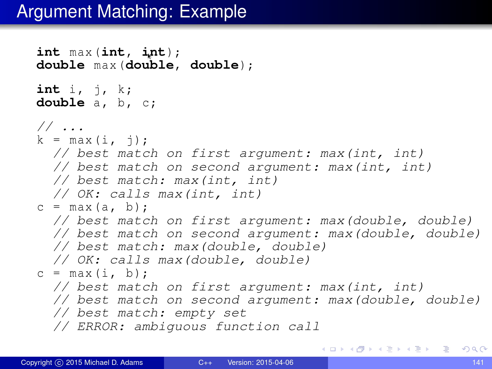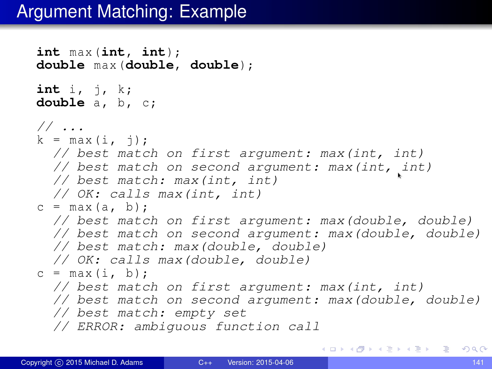And of these two types, int and double, int is a better match for j because j has type int. In other words, int is an exact match for the argument j that's being passed. So the best match on the second argument is max int int again, in other words, the version of max that takes two int parameters.